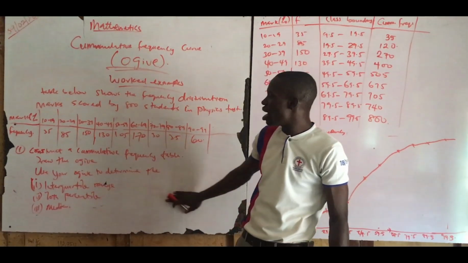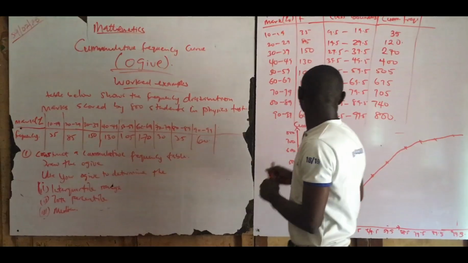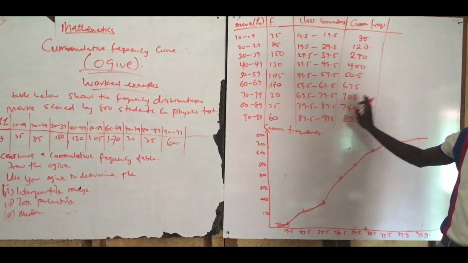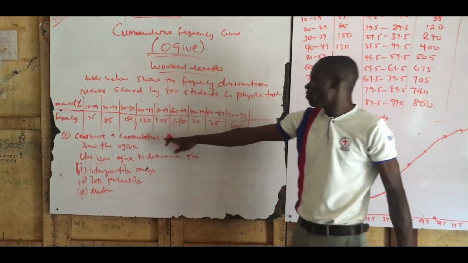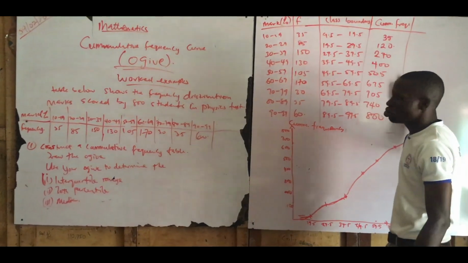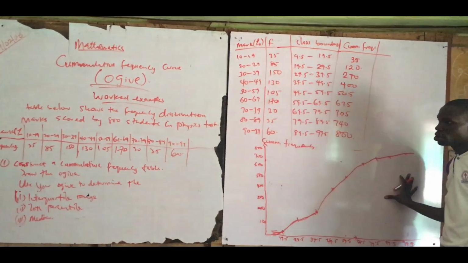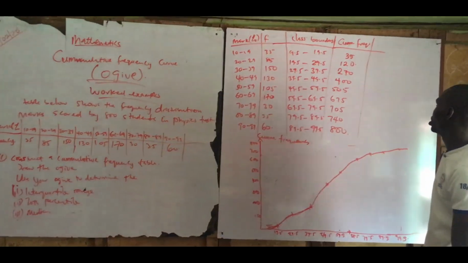Use the graph. The first thing is to construct a cumulative frequency table. Look at the question: construct a cumulative frequency table. So this is a cumulative frequency table. Then the next thing is to draw your Ogive. This is the Ogive. Then the next question is to find the interquartile range.